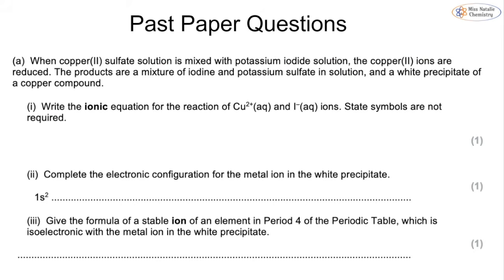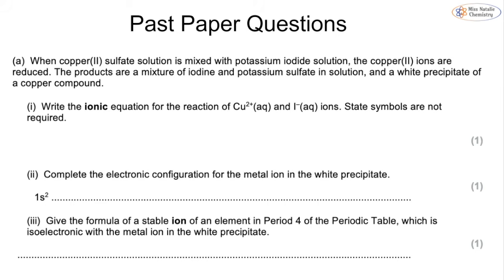As usual, let's finish off with some past paper questions. So these have been taken from a number of different past papers, or a combination of past papers, so I've not specified the particular year, but we're looking at when copper 2 sulfate is mixed with potassium iodide, the copper ions are reduced, and the products are a mixture of iodine and potassium sulfate in solution, and we also make a white precipitate of a copper compound. So we want to write the ionic equation for the reaction between the copper and the iodide.